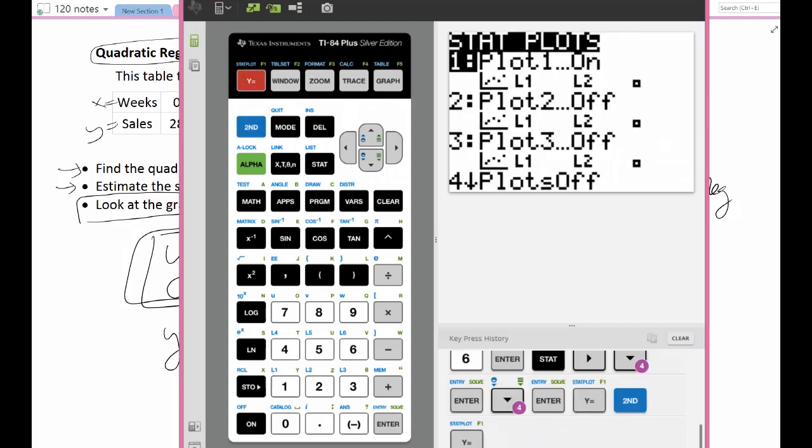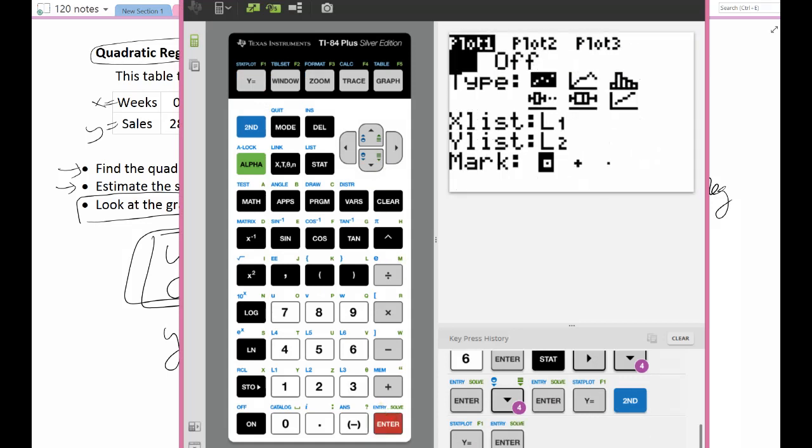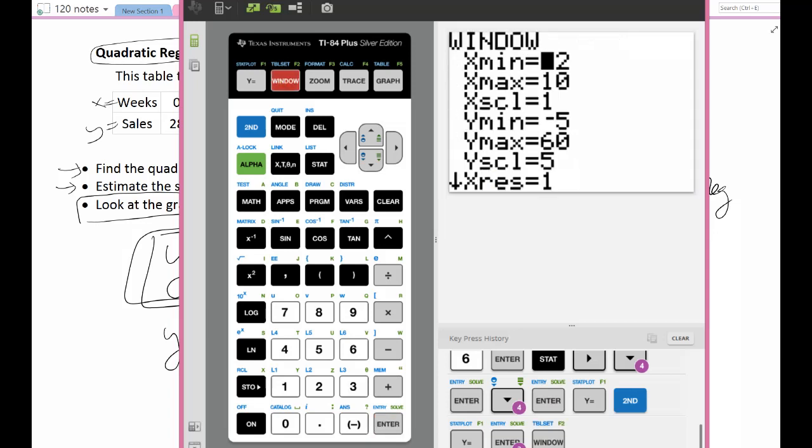Go into stat plot, which is second, the y equal to, which actually I already have it on, but if yours should be turned off, go ahead and hit it on. All right, make sure it's the type with just the dots. We only want the dots. List 1 should be L1. List 2 should be Y values. And again, that's just the shape that comes up. Before I get started, though, I am going to change my window.